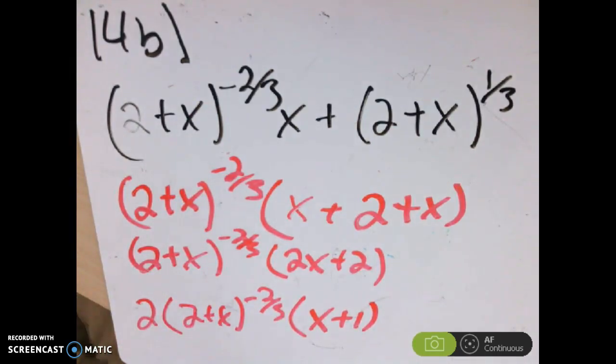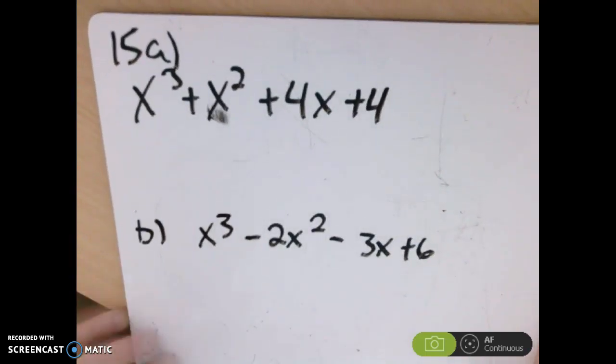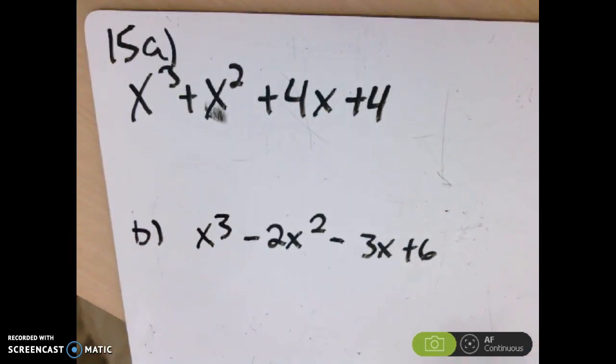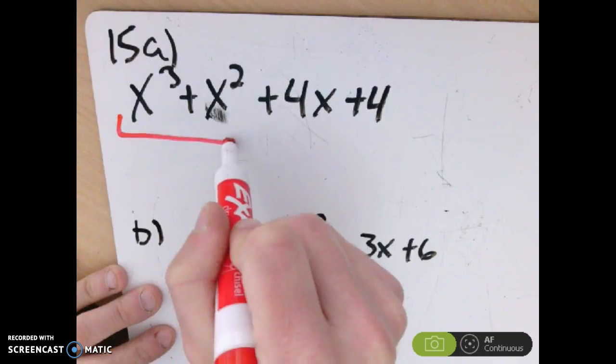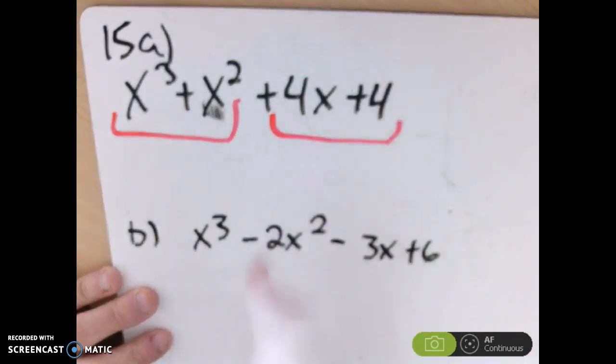Now on to 15. So for 15, I have these 4-term polynomials. So this is something that we haven't done yet. But it's very similar to what we did when we had trinomials where the leading coefficient a wasn't 1. I factored by grouping. So I'm just going to chunk them. I'm going to take this part, and I'm going to take that part.